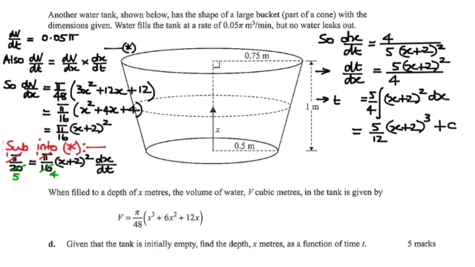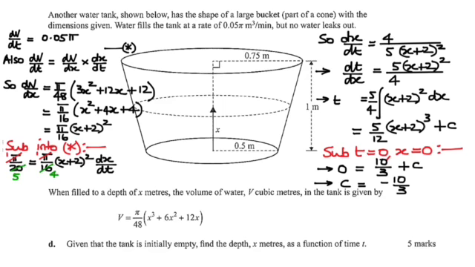Now we've got to sub in our boundary conditions. We know that x is 0 when t is 0. So therefore, what are we going to get out of that? It looks like c is minus 10/3. Okay, goodness me, Mr. C. So therefore we get that.